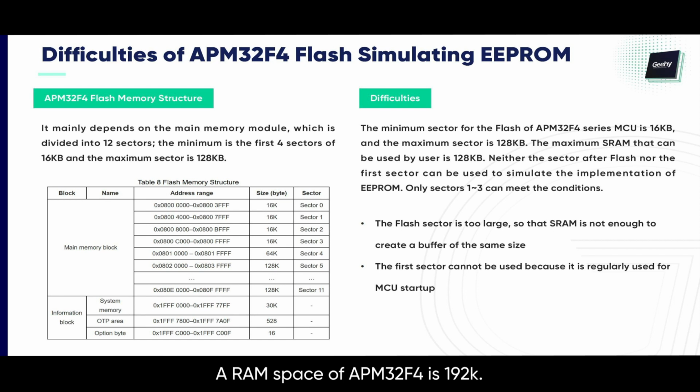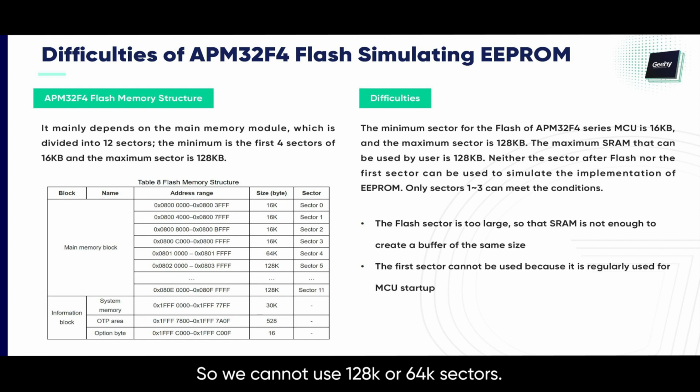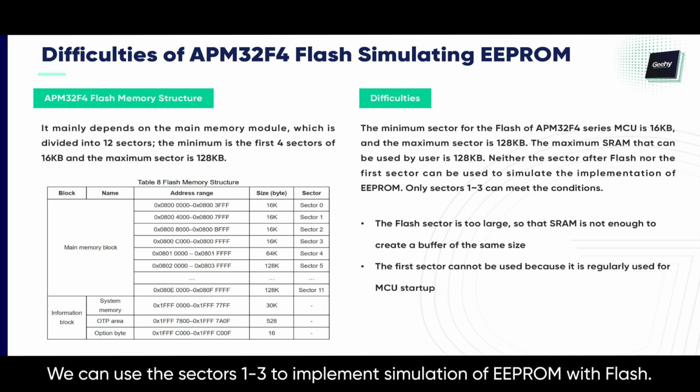The RAM space of APM32F4 is 192K. You can create such a large space, but you can only use the remaining 64K, which may be small for applications and is also very wasteful. So we cannot use 128K or 64K sectors. We can select the sector with a size of 16K as a sector for Flash to simulate EEPROM. We can use the sectors 1 to 3 to implement simulation of EEPROM with Flash.